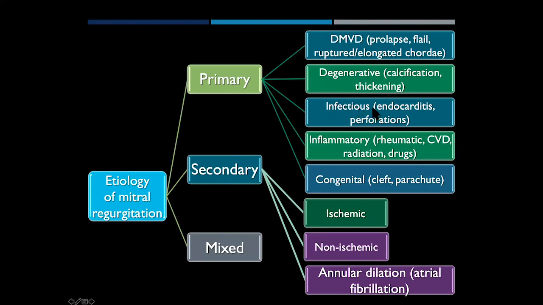Primary mitral regurgitation can also be caused by endocarditis, perforation of the leaflets, inflammatory pathologies such as rheumatic heart disease, radiation, drug-induced. You can also have congenital causes, including cleft and parachute valve.